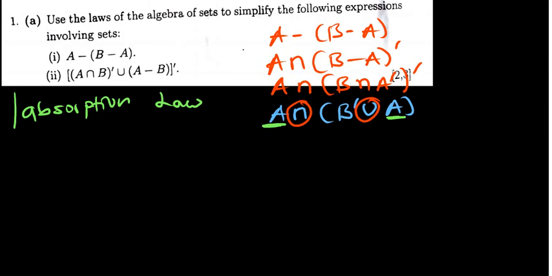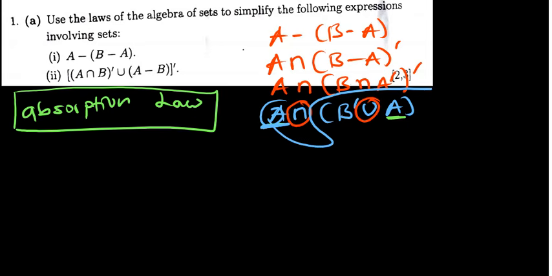We use what we call the absorption law. You never hear a lecturer teaching you this rule. Absorption law states that when you have got a letter outside, then there is intersection, inside there is union, and the same letter is appearing inside, then we use absorption law. A is going to absorb everything inside here, and we end up having A. That's the answer if you understand absorption law.